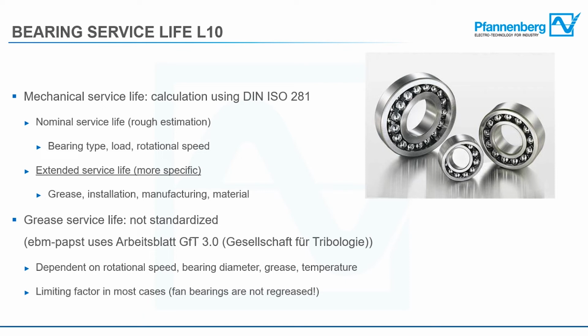In this case, it is dependent on the rotational speed, the bearing diameter, the grease, and the temperature, and it is actually the limiting factor in most cases. This is because fan bearings are not actually re-greased, and therefore the grease is usually what is the limiting factor.